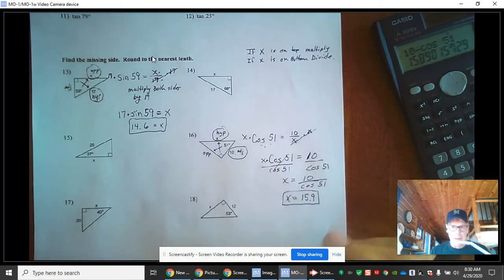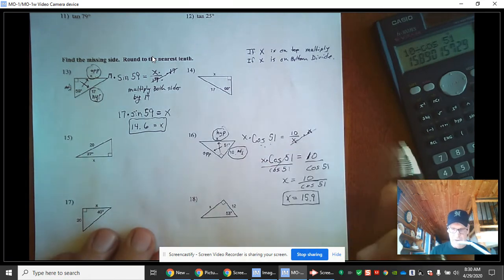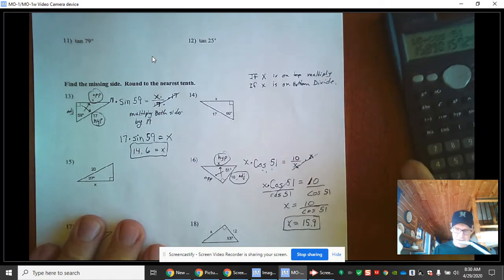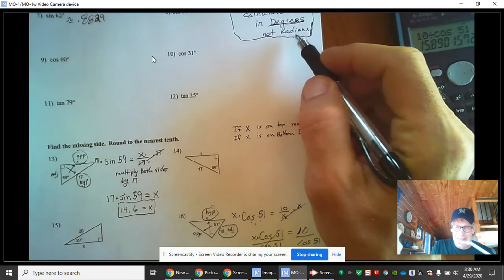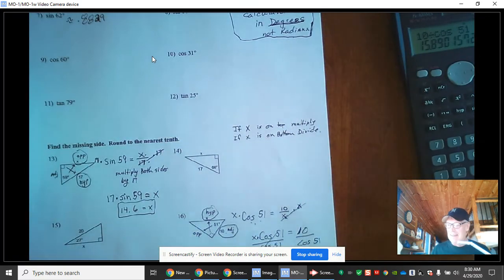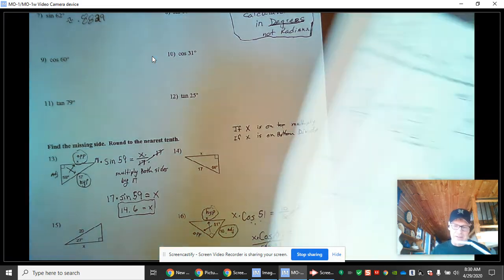All right. Give it a shot so I can see what you're doing. Circle your answers. Make sure your calc's in degrees, not radians. And attach it to the post.